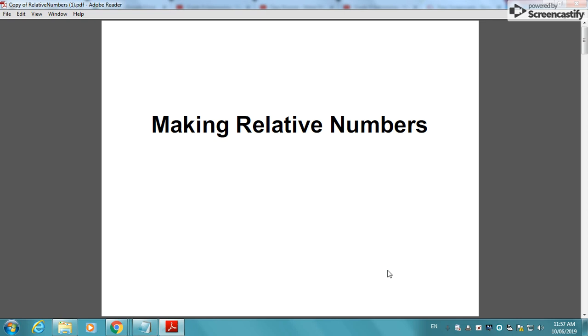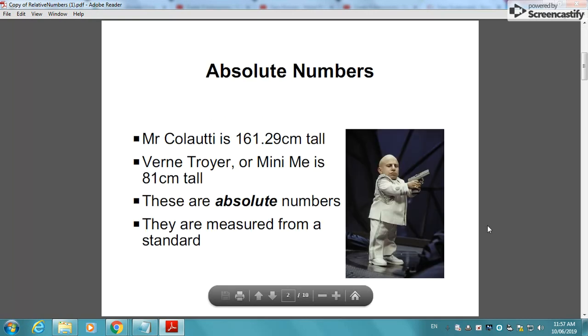Making relative numbers. There is a tutorial specifically for the assignment. This is the general concept lesson. I am 161.29 centimeters tall. Vern Troyer, who played Mini-Me, is 81 centimeters tall. These are absolute numbers. They are measured from a standard, a meter stick.